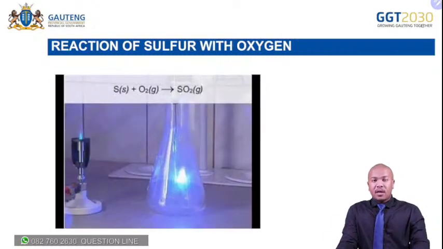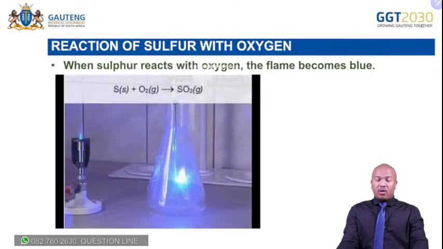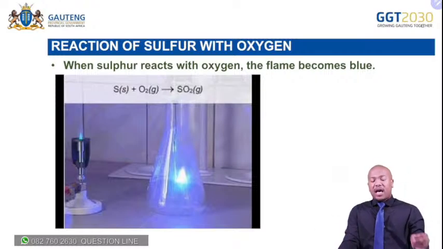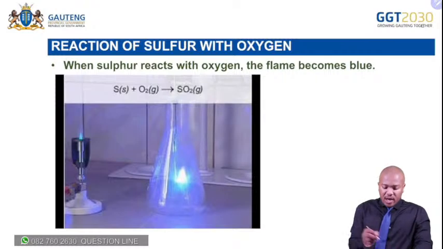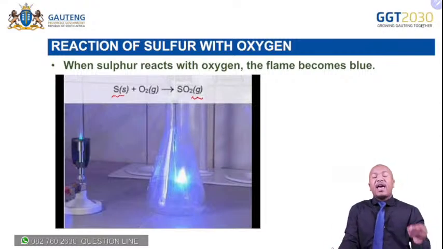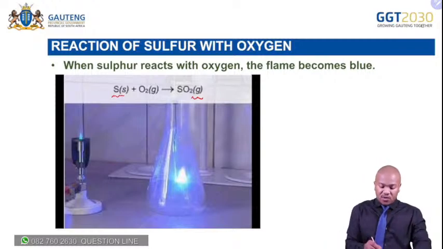Right. This is the color that I'm talking about, right? When you react sulfur with oxygen, the flame becomes blue. Looking at this, sulfur as a solid, reacting with oxygen as a gas, they form a product which is sulfur dioxide, which is also a gas. And that reaction gives what? A blue flame.